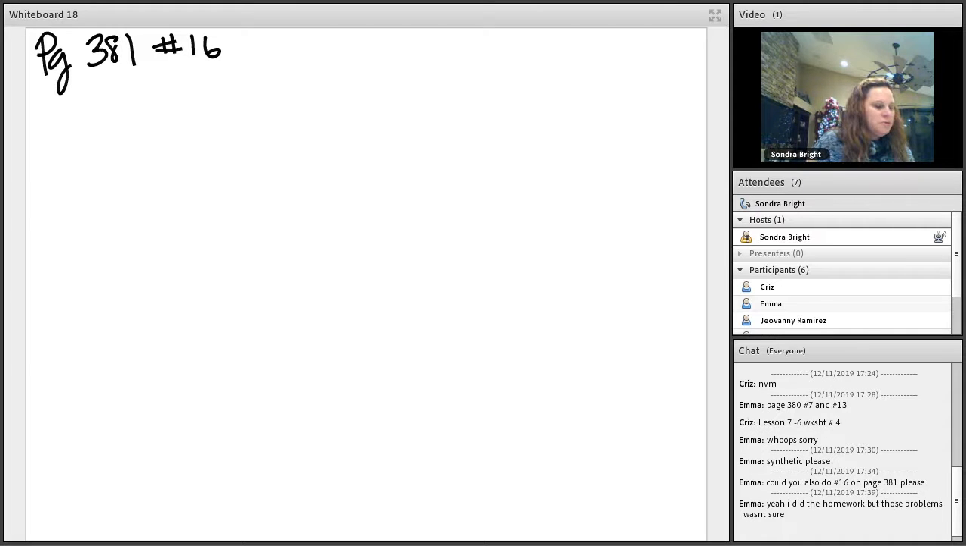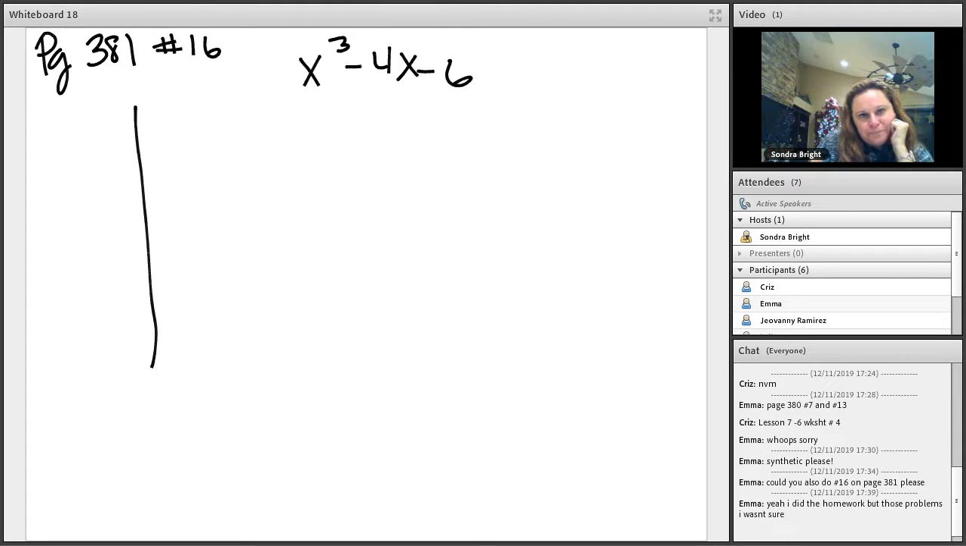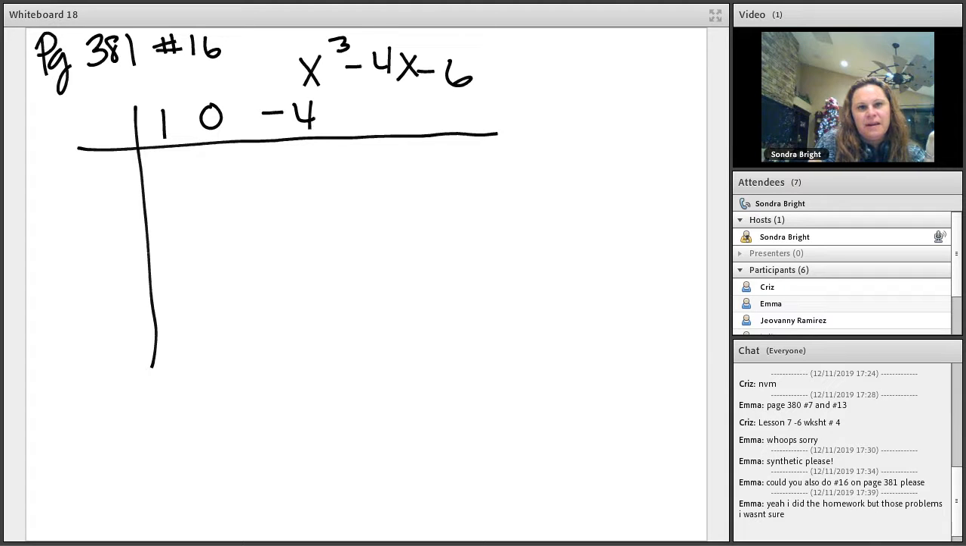Locate the real zeros between consecutive integers of x cubed minus 4x minus 6. So here's what I know. Well, they want them just between which consecutive integers there is a zero. So I'm going to do repeated synthetic division. There's a 1 and a 0 and a negative 4 and then a negative 6. Cubed, squared, yeah, okay. Let's start with a 1.